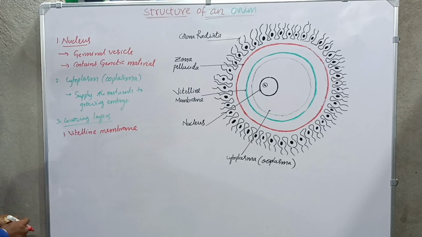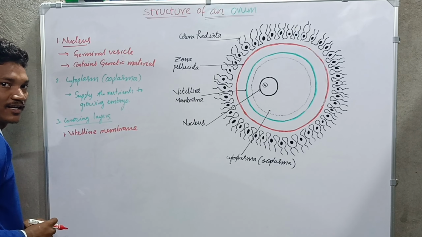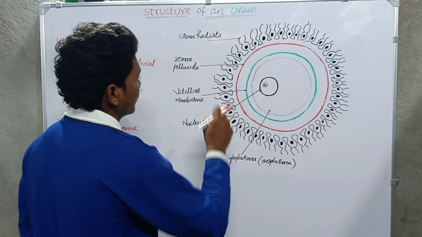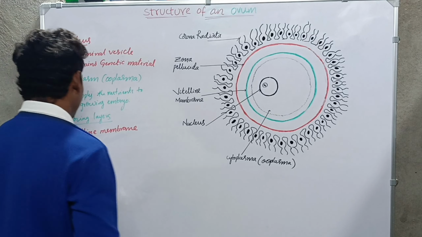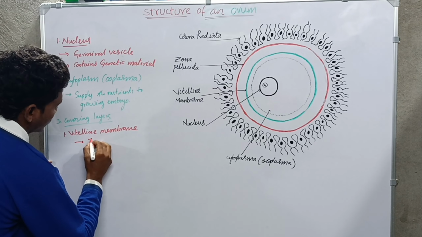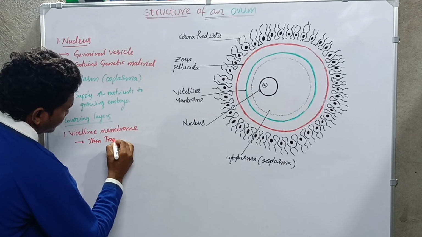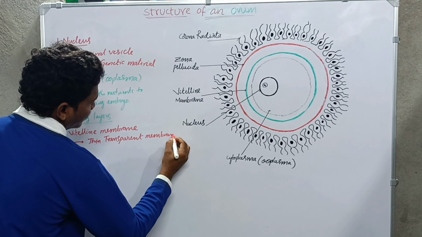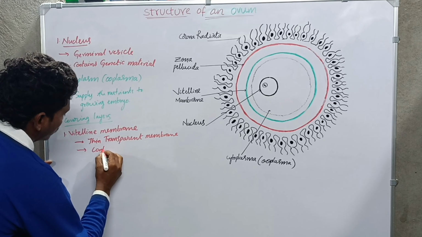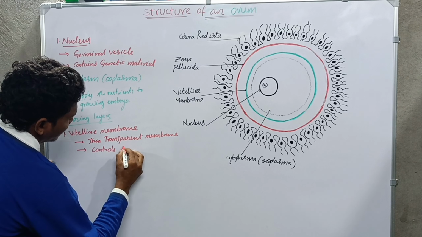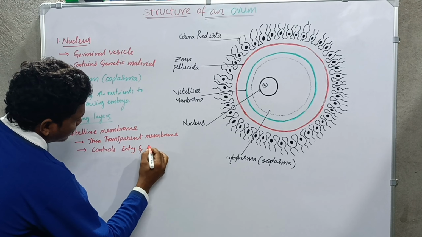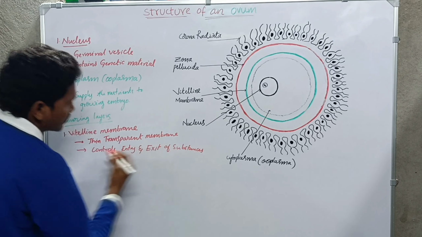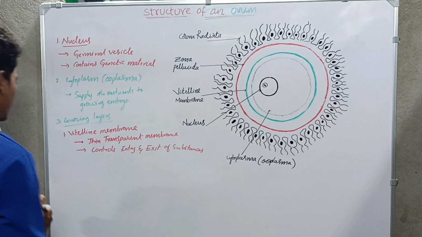Inner thin transparent layer, transparent membrane. It controls the entry and exit of substances. This is a thin transparent membrane. It controls entry and exit of substances. Okay, entry and exit of substances.